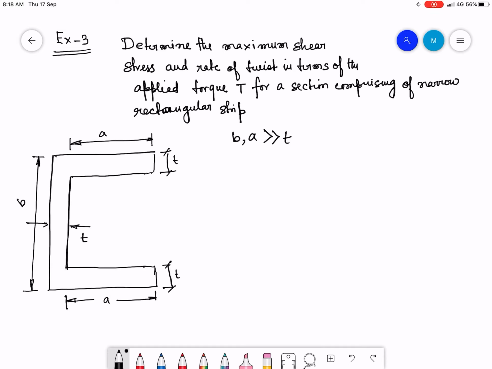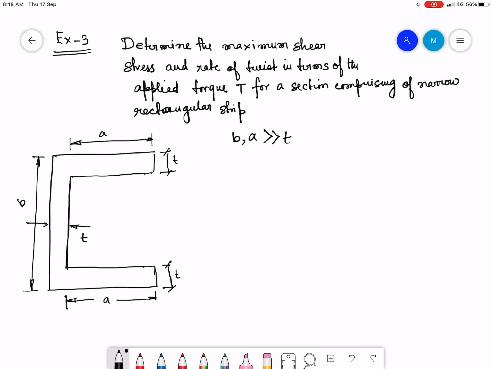We have this problem of a thin wall C cross section. I call it thin wall because the uniform thickness t is much lesser than the other two dimensions a and b. And as I said in the last class, b by t or a by t should at least be greater than 10 in order to call this a thin wall structure or a narrow rectangular strip.